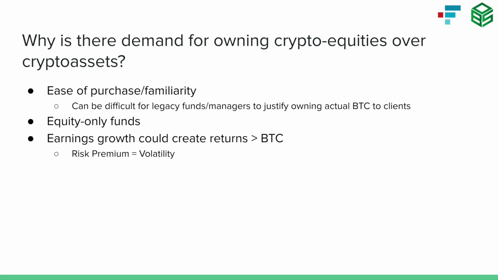And that's not to mention that it can be a little difficult for legacy or traditional finance funds or fund managers to justify going out and buying actual Bitcoin to their clients. So instead of having to explain the process of buying Bitcoin on an exchange, potentially moving that off exchange to self custody it, why not just buy X amount of shares of MicroStrategy, for example, which essentially just operates as a derivative of spot Bitcoin price action.